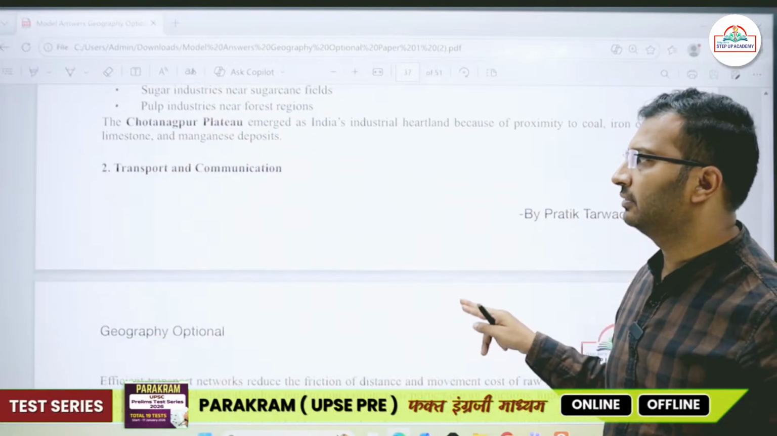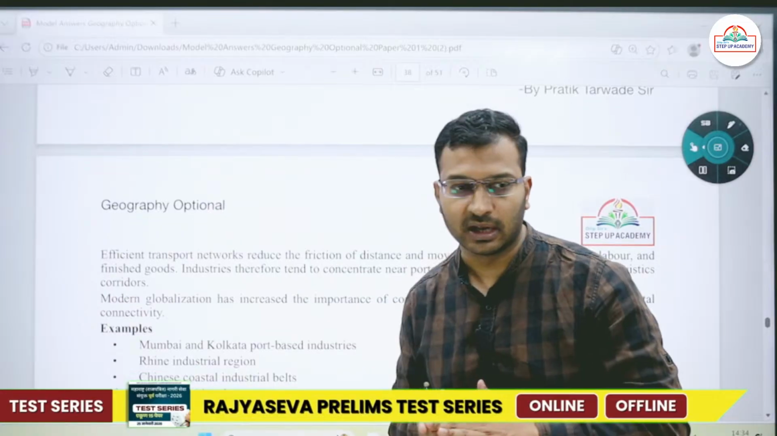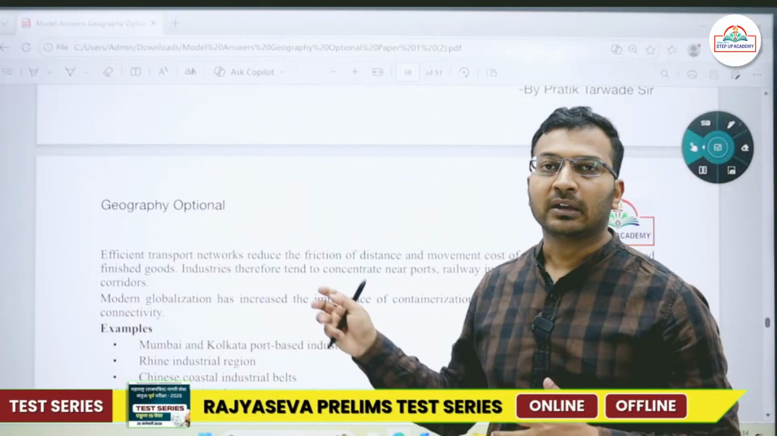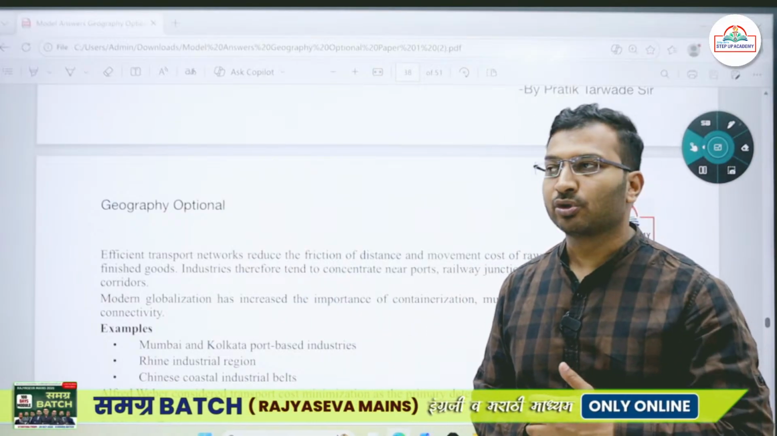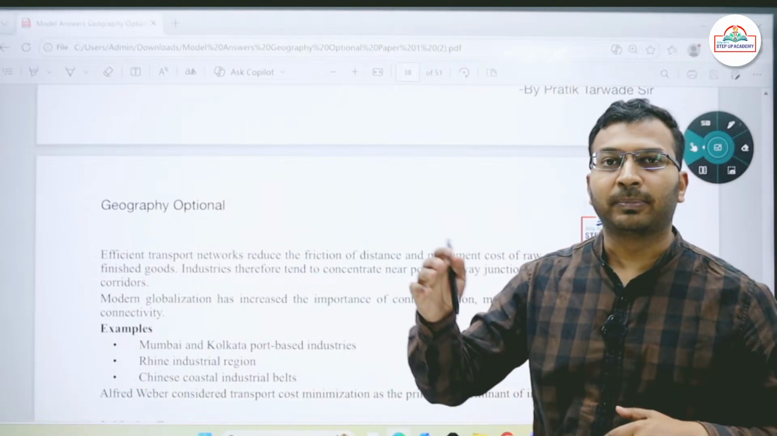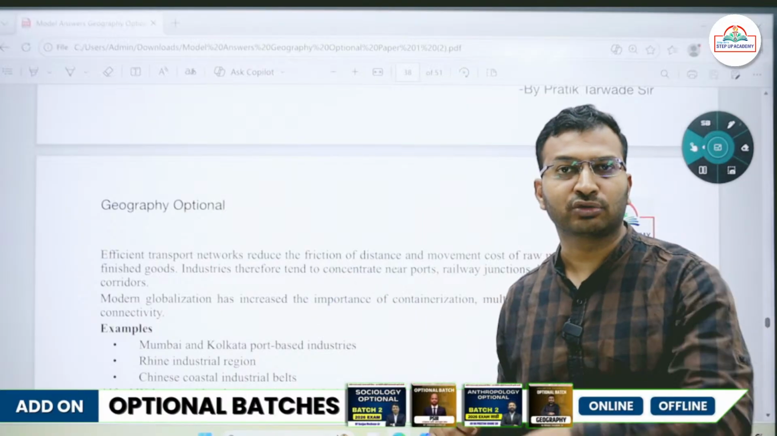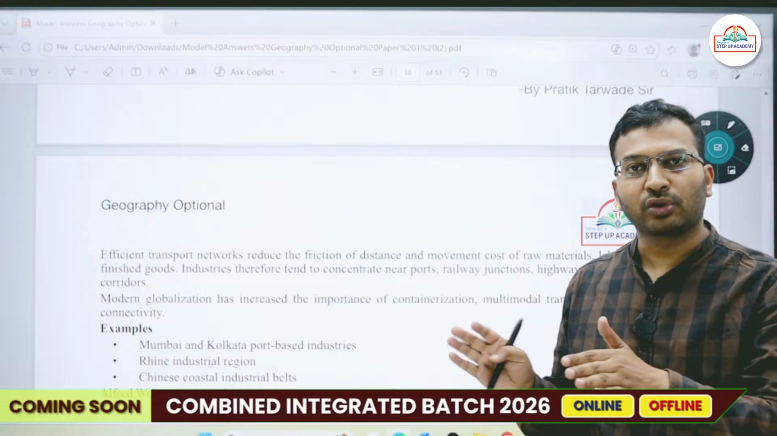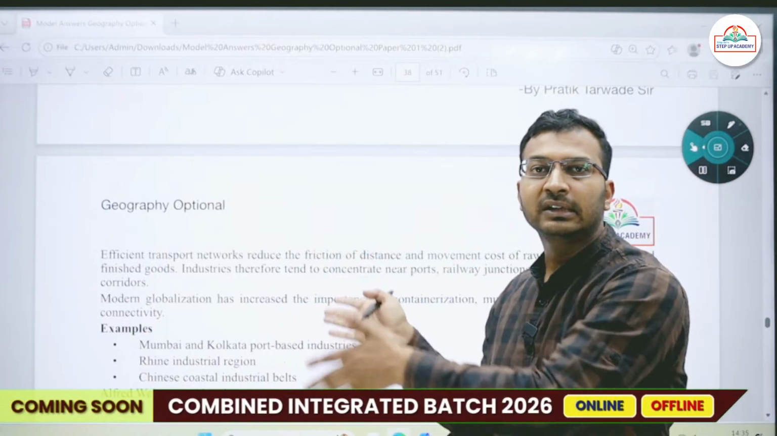Then next we have the transport and communication factor. The more efficient the transportation network that is developed, the more industries will be located over there. Nowadays we talk about the industrial corridor region, for example the Delhi Mumbai industrial corridor region, and recently we have also constructed a highway connecting the Delhi and Mumbai region. So most of the industries will be located or are already located around these areas.